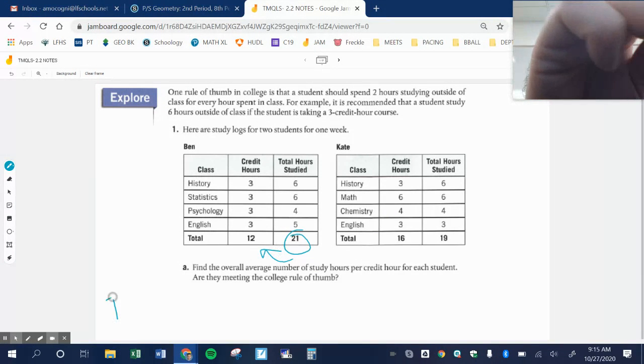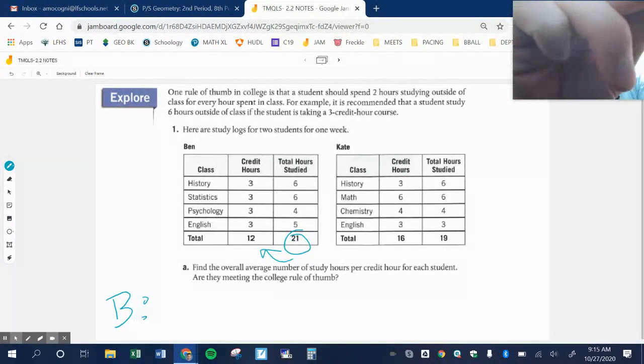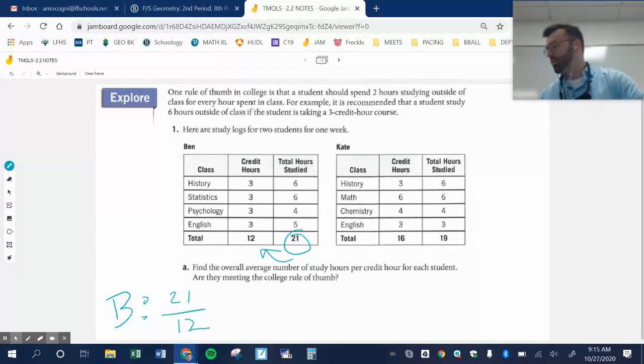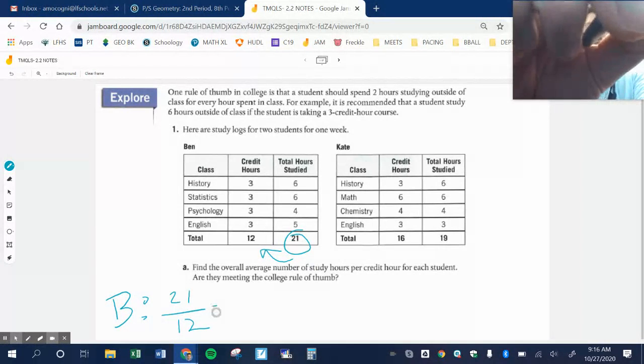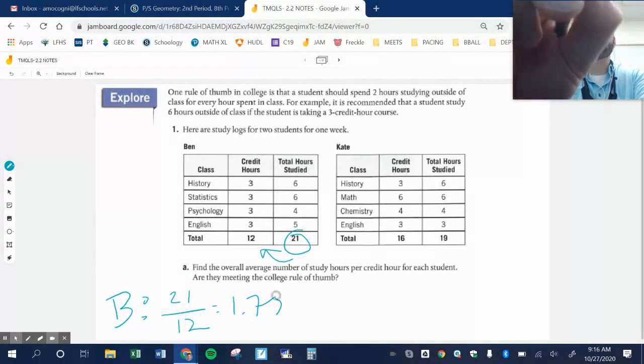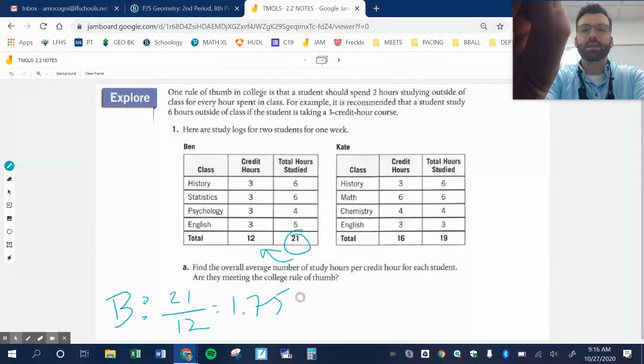So I'm going to go with Ben first. Ben did 21 to 12. So how do I know that it's like that? Because it said per credit hour. Whatever comes after the per is going to be in your denominator. Whatever comes before the per is going to be in your numerator. So if I reduce that, 21 divided by 12, I get 1.75. That's study hours per credit hour.